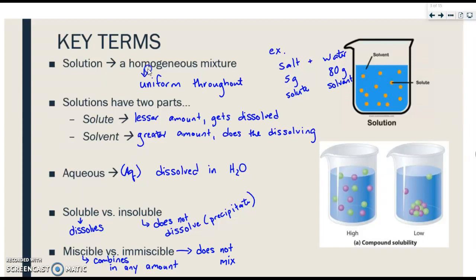Then we have a couple of diagrams here. The first one is just a picture of a solution showing you where the solute and the solvent are. Solutions can actually be any state of matter. We just tend to work with aqueous ones. And the lower picture describes solubility. Something with a high solubility is more likely to dissolve and break into its ions, while something with a low solubility is more likely to form a solid. Let's move on.